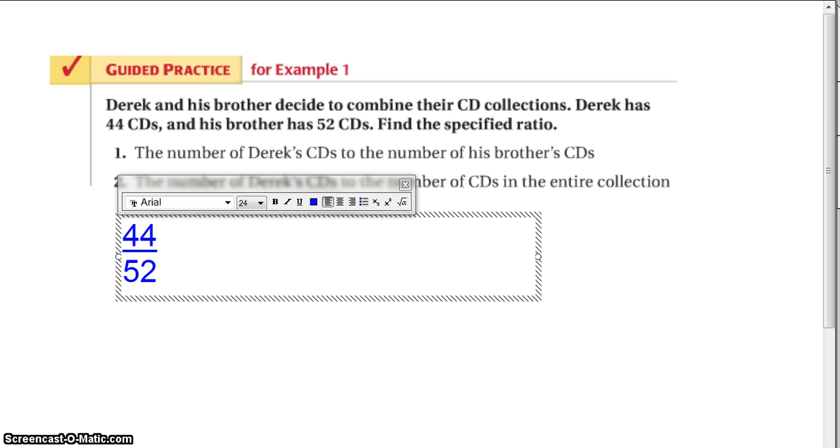But what can we do with a ratio that is 44 to 52? Yep, we can reduce it. So what is the GCF? What's the greatest common factor of 44 and 52? I hope you're thinking 4. If you thought 2, that's true. 2 can go into both of these numbers.